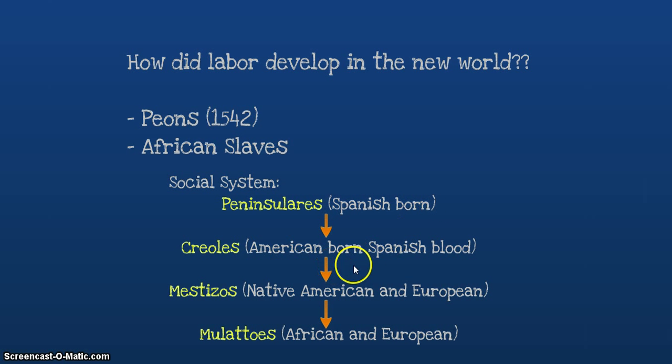The next level were people who came from Spain, had family from Spain, but they were born in the Americas. The next level was mixed race, Native American and European, and the lowest race was considered African and European mixed race. Even below that were the African slaves, but they weren't considered part of the social system since they weren't granted the same rights as human beings.